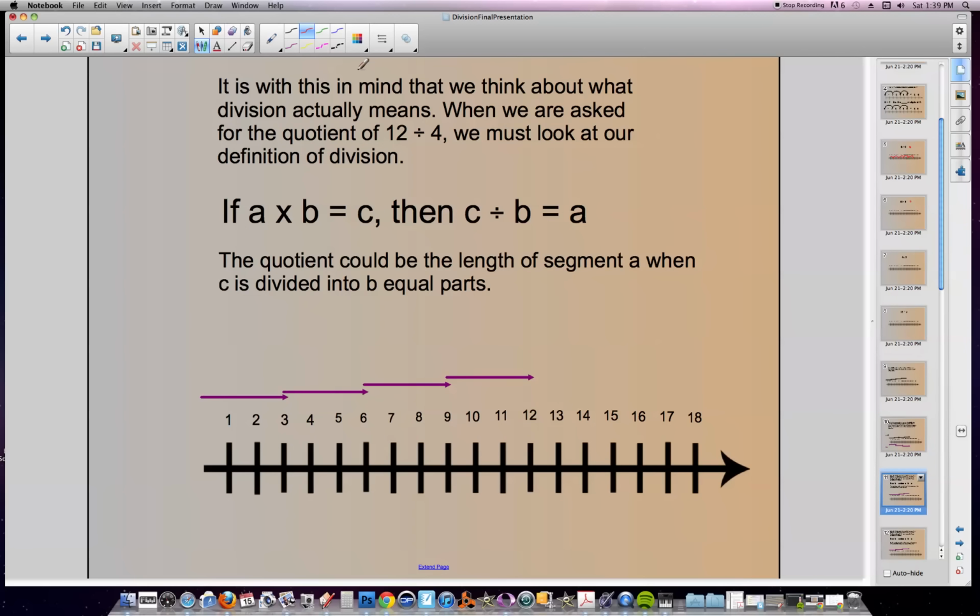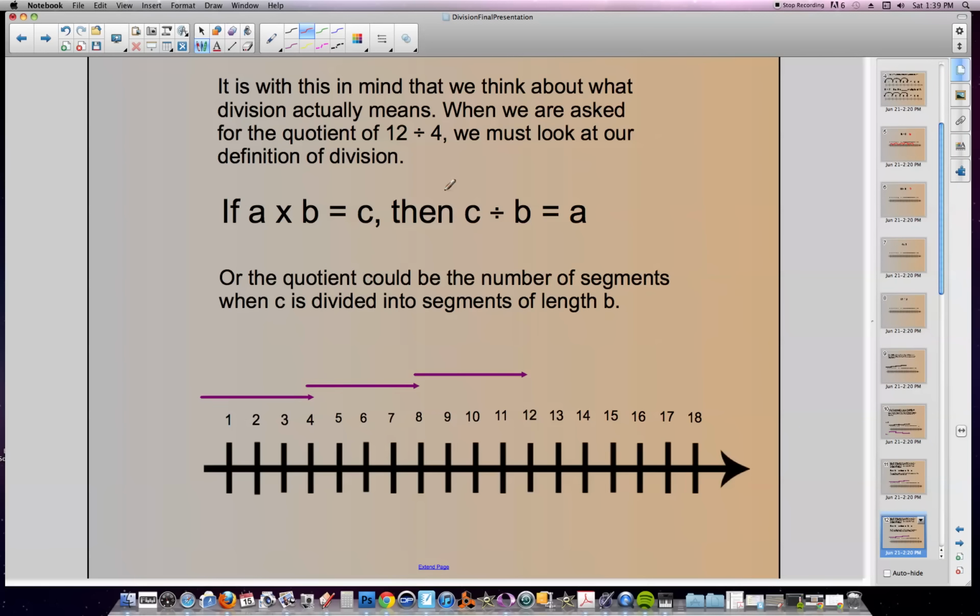When we think about division, when we're asked to find the quotient, which is the answer of a division problem, 12 divided by 4, we must look at our definition of division. The quotient could be the length of segment A when divided into B equal parts. If we have 12 here, and we say 12 divided into 4 equal parts, each one is going to have a length of 3. That's 3, that's 3, that's 3. Each one of these is a length of 3.